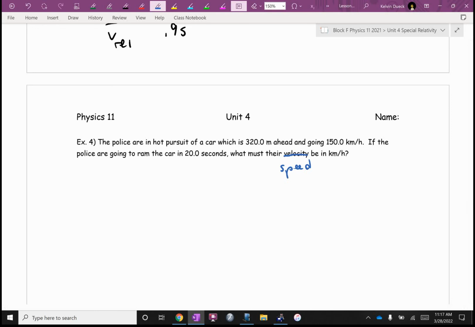Okay. Fahim, in this question, is there more than one object moving at different speeds? We're not going to find the police car's speed. We're going to find the relative speed. So I'm going to write this. VREL equals question mark. A is still zero.